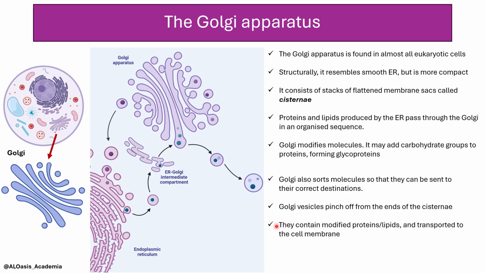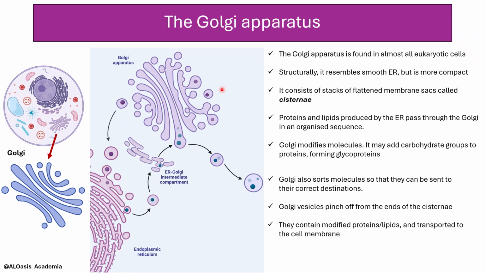The Golgi vesicles contain modified proteins, as we said, maybe modified by carbohydrates. Also, they contain modified lipids, and they could be transported, for example, to the cell membrane, and then these vesicles will fuse with the cell membrane and be secreted outside the cell. Maybe other ones will be sent to another organelle or to do another function within the cell.